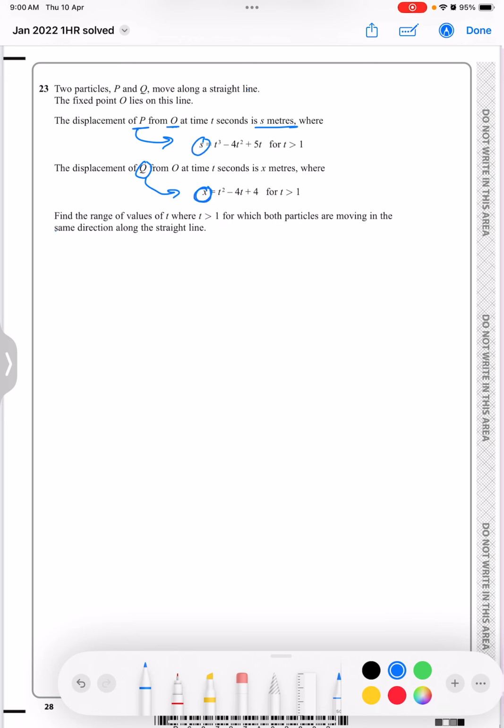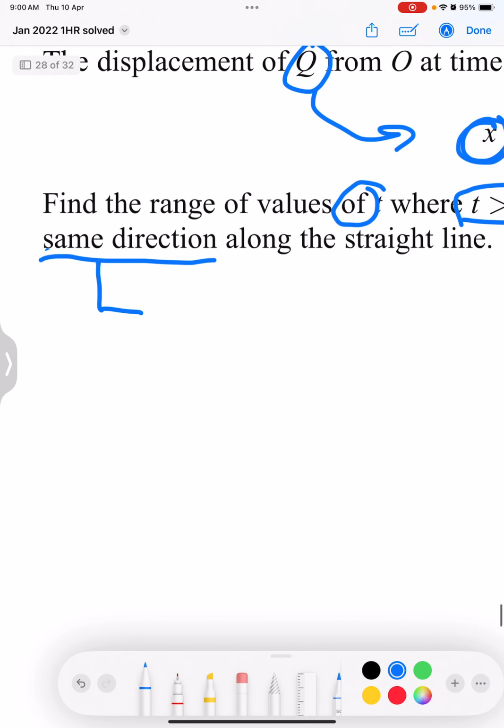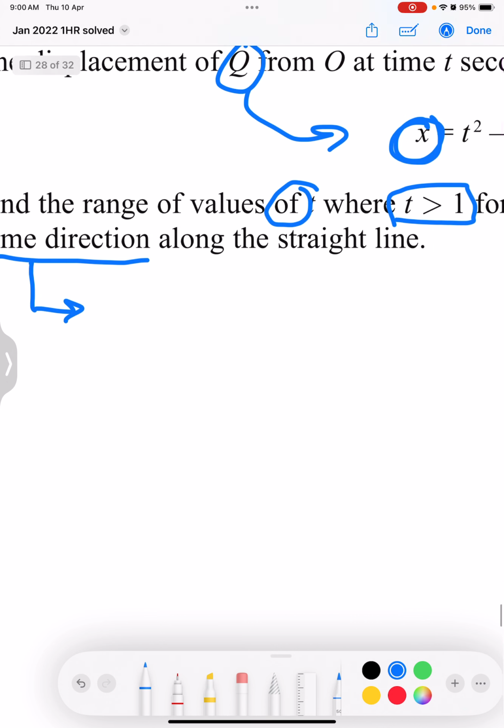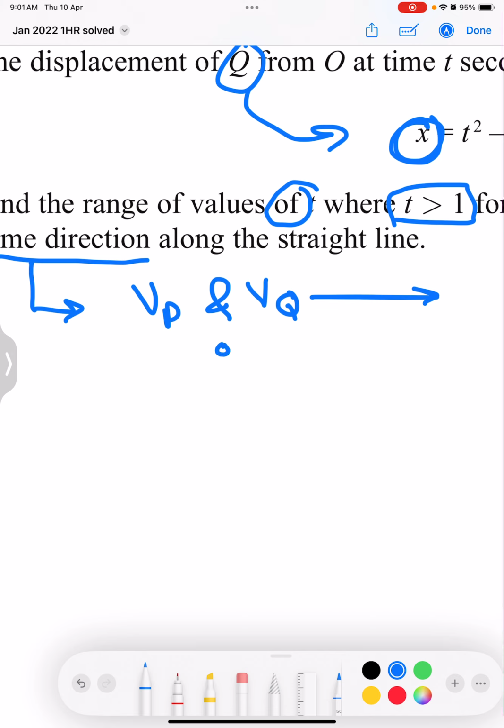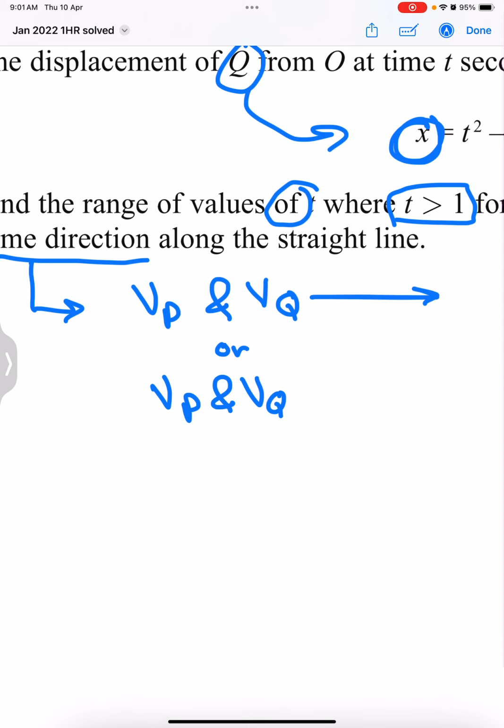So find the range of values of T, for T greater than 1, for which both particles are moving in the same direction along the straight line. So they're moving in the same direction, meaning that either we have VP and VQ moving to the right, or VP and VQ moving to the left.